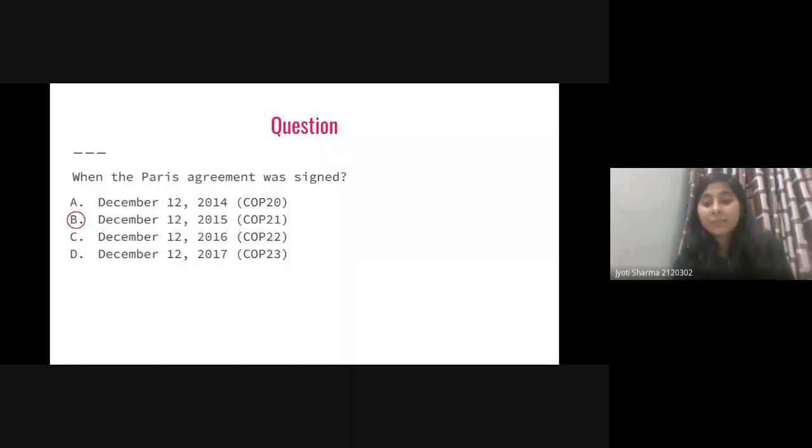So this agreement was signed on December 12 in 2025, and this was when COP21 was held. Do you know about this conference of parties? Every year there is a conference of parties, and right now we are on the 27th or 28th. So you must know something about the conference of parties, because this kind of convention happens just to regulate greenhouse gas emission.